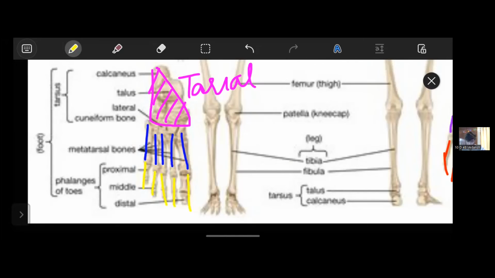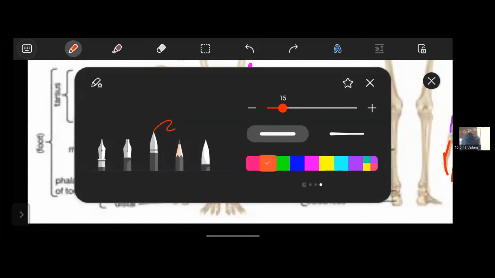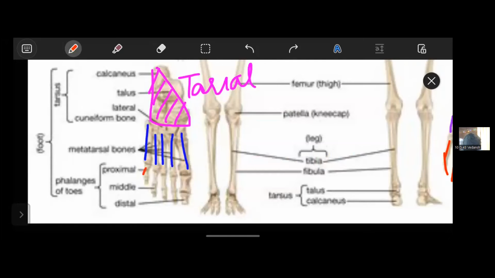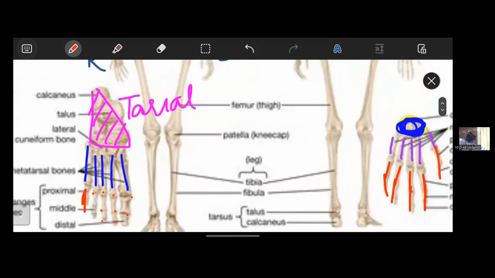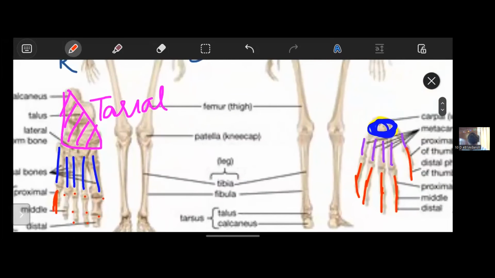Okay. Now, a catch over here is that your leftmost one, that means your little toe, that is this one, it only has a proximal phalange and a distal phalange. So we have 1, 2, 3, 4, 5, 6, 7, 8, 9, 10, 11, 12, 13, 14. We have 14 phalanges in our toes as well. Now, these are the phalanges.